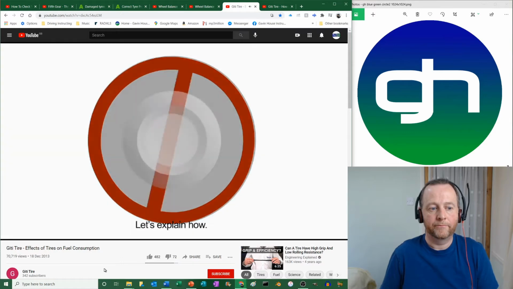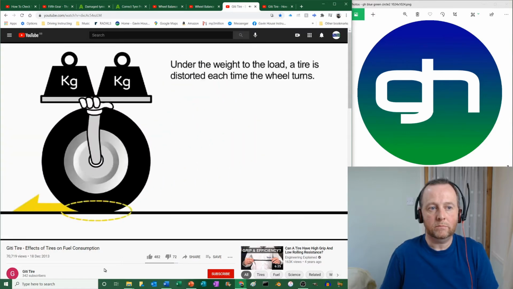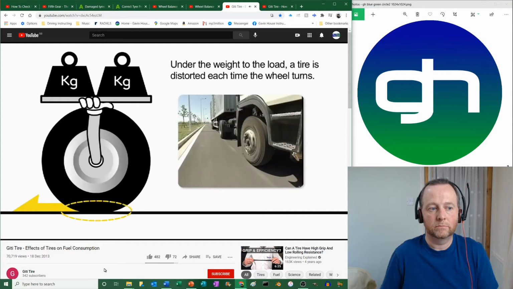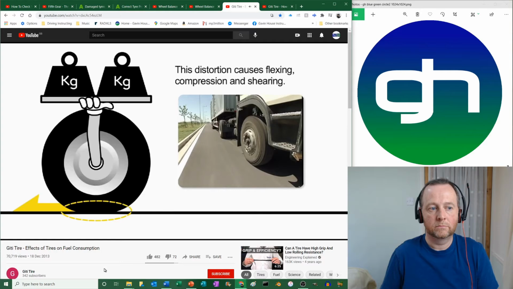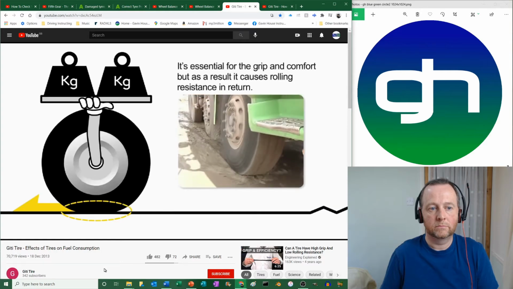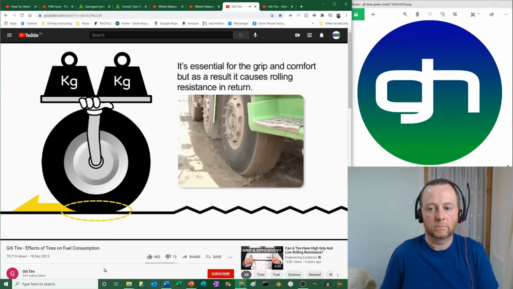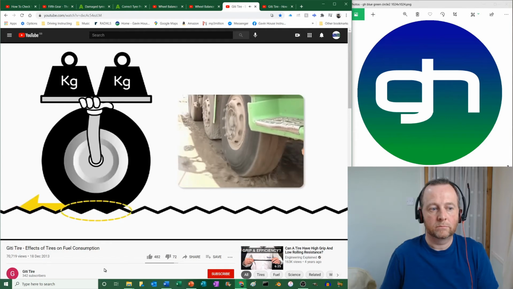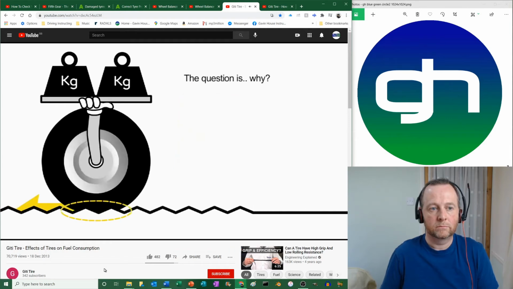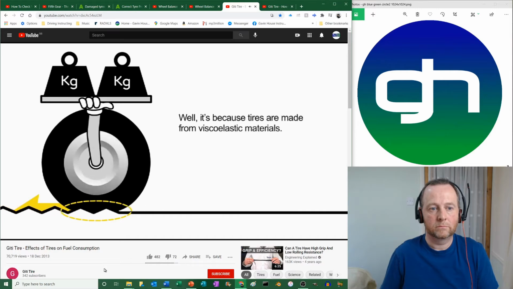Let's explain how. Under the weight of the load, a tire is distorted each time the wheel turns. This distortion causes flexing, compression, and shearing. It's essential for the grip and comfort, but as a result, it causes rolling resistance in return. The question is, why? Well, it's because tires are made from viscoelastic materials.